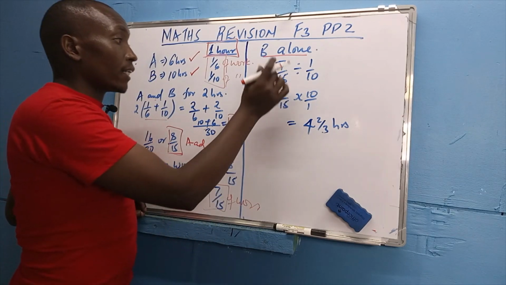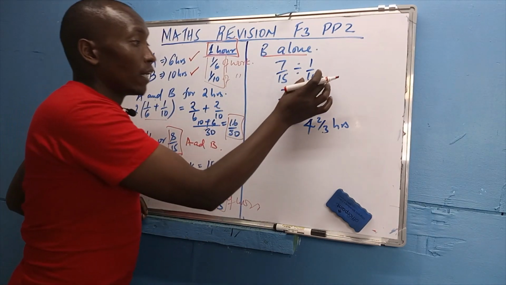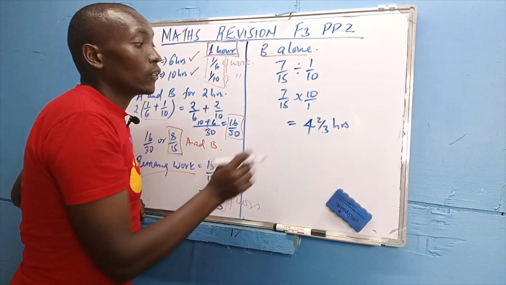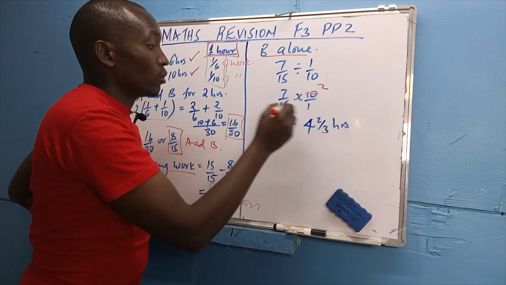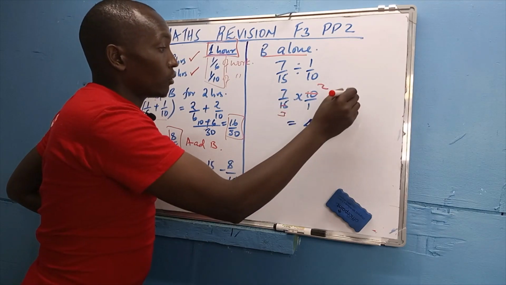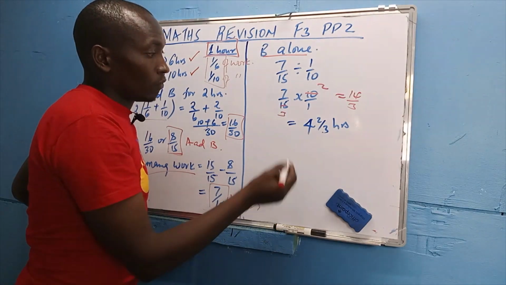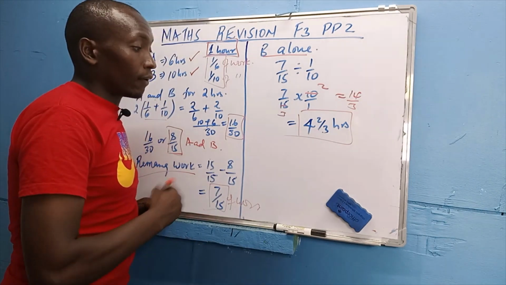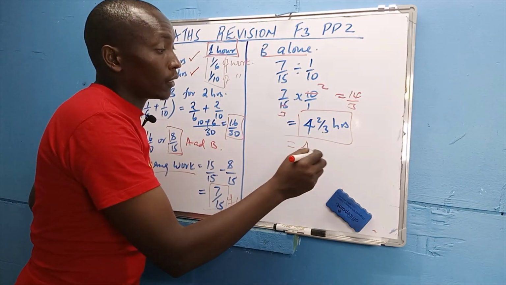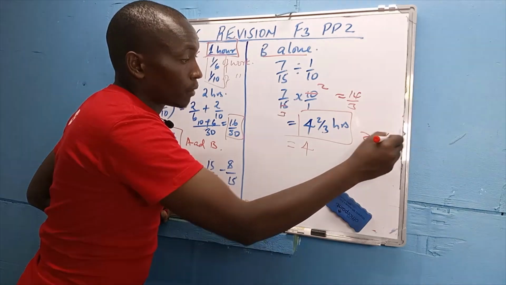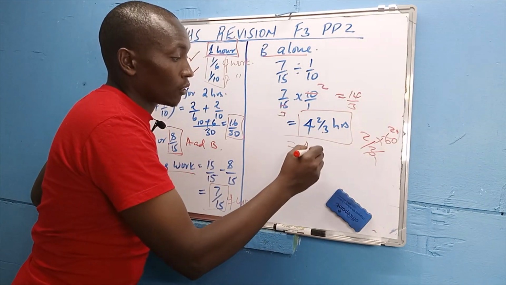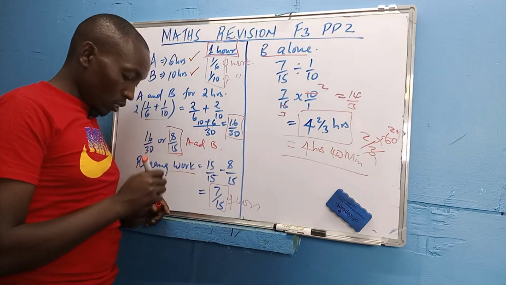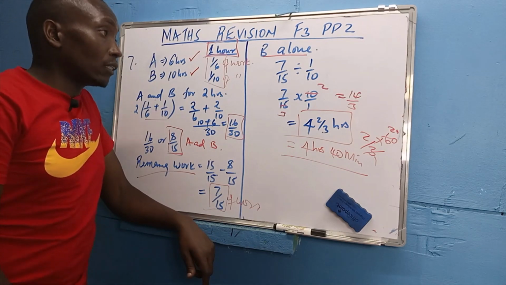So we need to divide the piece of work to be done by the rate of work machine B can do within 1 hour. If I divide 7/15 by 2/5, we are talking about 14 over 3. 14 over 3 is 4 and 2 over 3 hours. If you multiply 2 over 3 by 60, this is 4 hours and 40 minutes. Question 7 done.